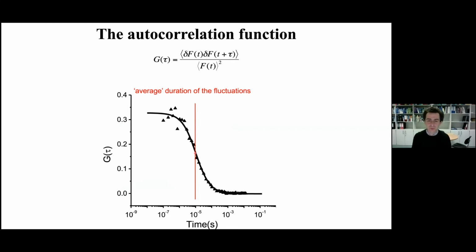And the position where this drops to half of its amplitude is actually the average transit time of your molecules, which in this case, a small fluorophore in solution, gives you a transit time of the order of 10 microseconds. Of course, you need somewhat sophisticated electronics to go to these timescales, but this is just to give you the concept. So you can have average information about the dynamics of your molecules in your sample, even if you don't see the individual molecules, okay?